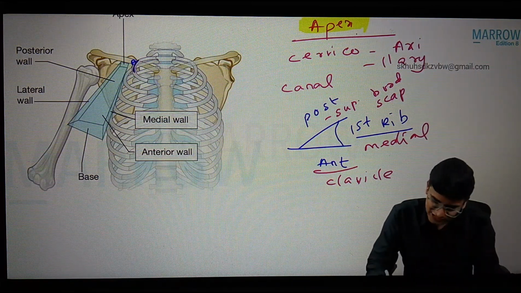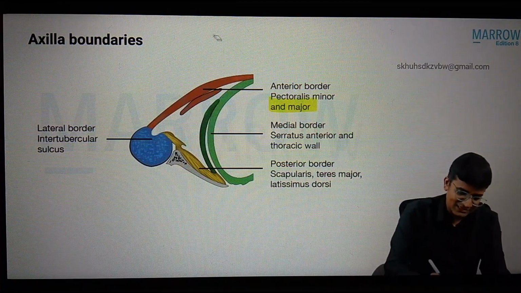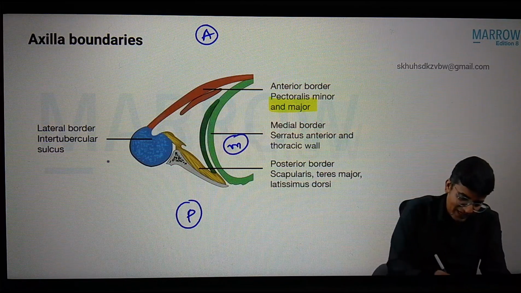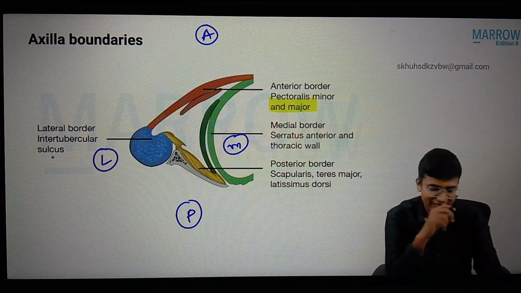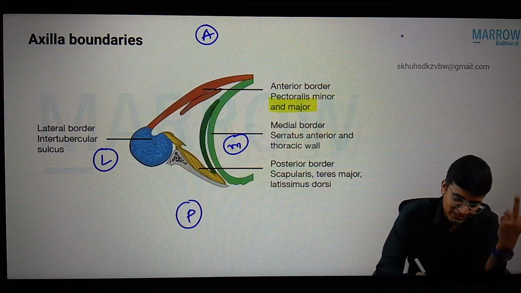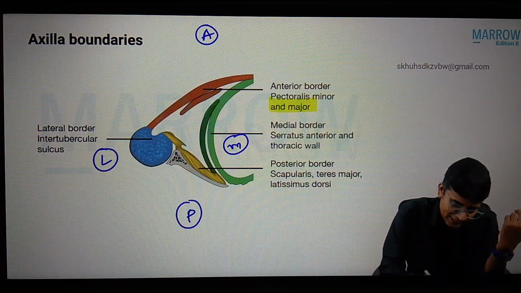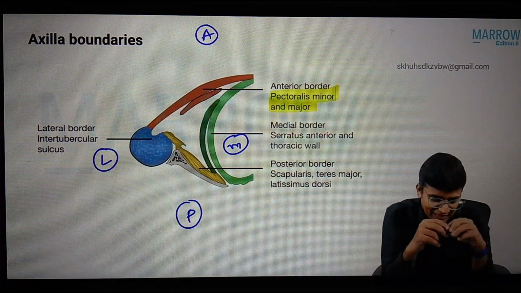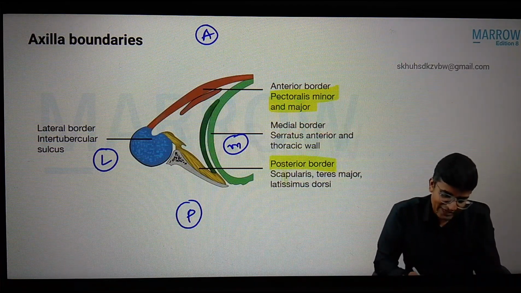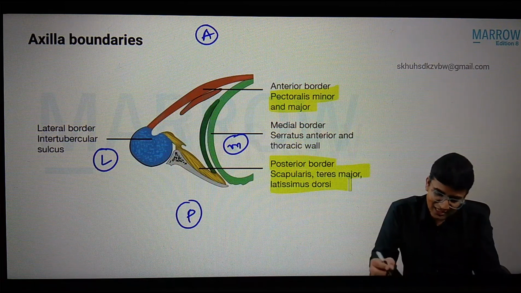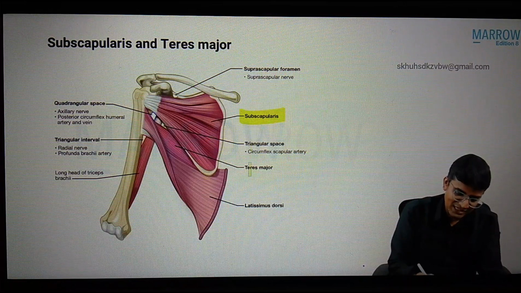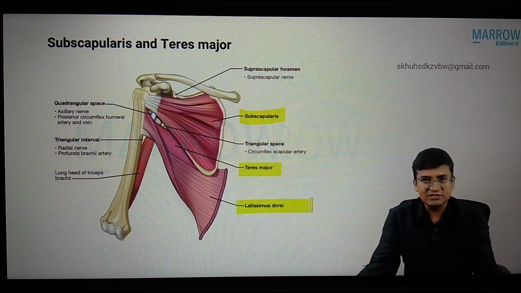Now we're going to take the cut section. In the cut section, this is anterior, this is posterior, this is medial, and this is lateral. Anteriorly, we have the chest region, pectoral region, and we have two muscles. Anterior wall is formed by pectoralis major and the pectoralis minor muscle in the front side. Posteriorly, we have subscapularis, teres major, and latissimus dorsi muscle. These three muscles form the posterior wall of the axilla.